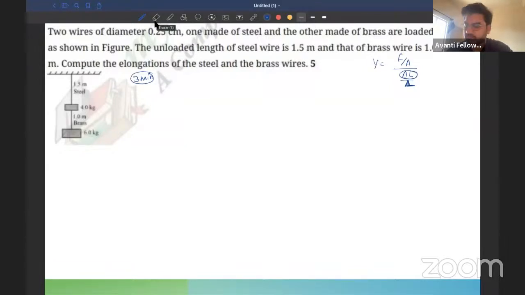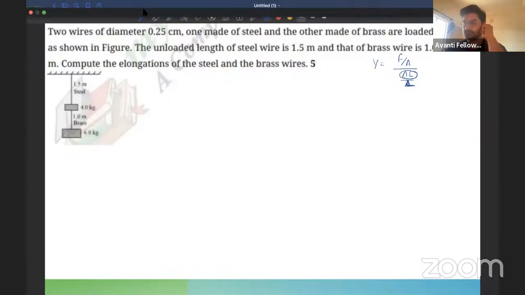Last 1 minute. And this 5, which is written here, this means that this question is 5 marks.